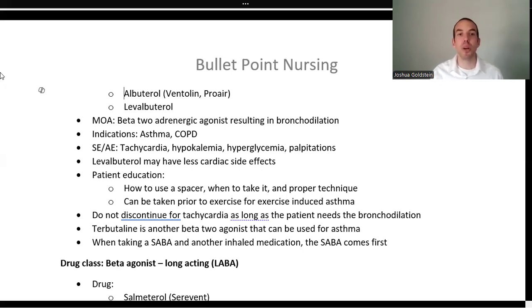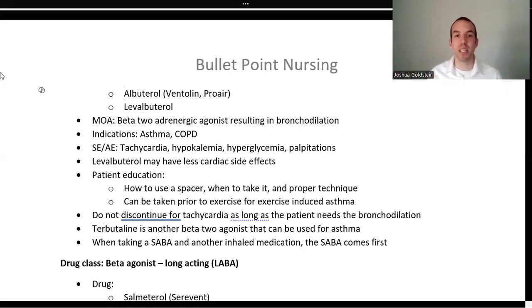And that's this second bullet point here: it can be taken prior to exercise, even when you feel completely fine, if you know that your exercise is going to induce your asthma. That would be exercise-induced asthma or exercise-induced bronchospasm. You may see EIB. A lot of textbooks use that. EIB is exercise-induced bronchospasm. And yes, that is the one exception where a patient would take their albuterol inhaler preventatively. Next, we'd already mentioned that if a patient's heart rate gets up, that's expected.